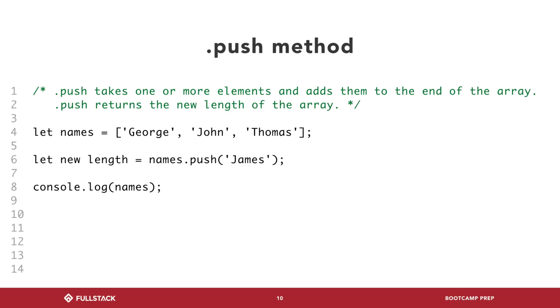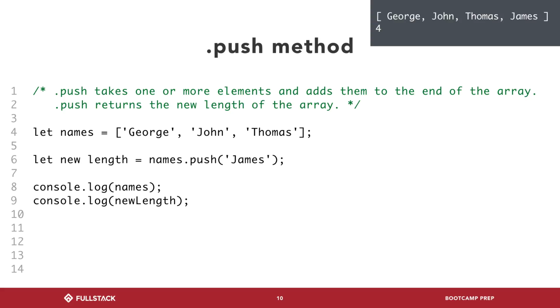James, push basically takes in, we'll say 1 element for now. You can always add more as well. It takes the elements that you give it and shoves it to the end of the array. That's pretty much it. So when I do names.push James, and I console log out names, I now see that my array has 4 elements.